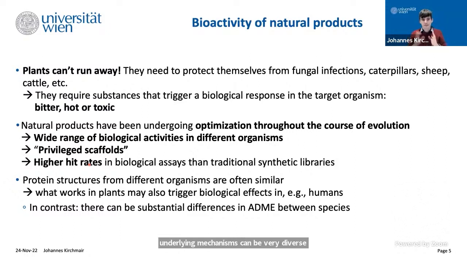But I already mentioned the protein structures between different organisms are often similar. For this reason, plant constituents, for example, may trigger biological effects in humans and other species. But the interesting thing is that these organisms can differ substantially if you think about pharmacokinetics. And this can help us to actually obtain or design compounds, natural product derivatives, that allow us to obtain target organism specificity.